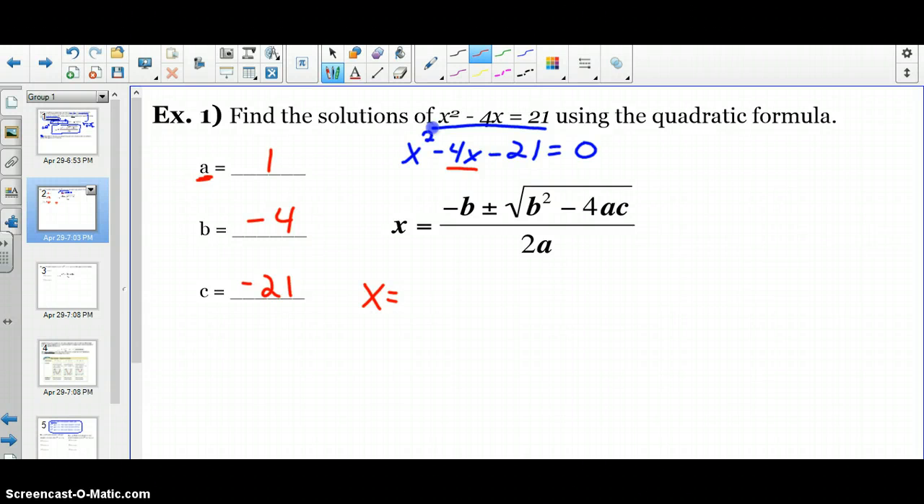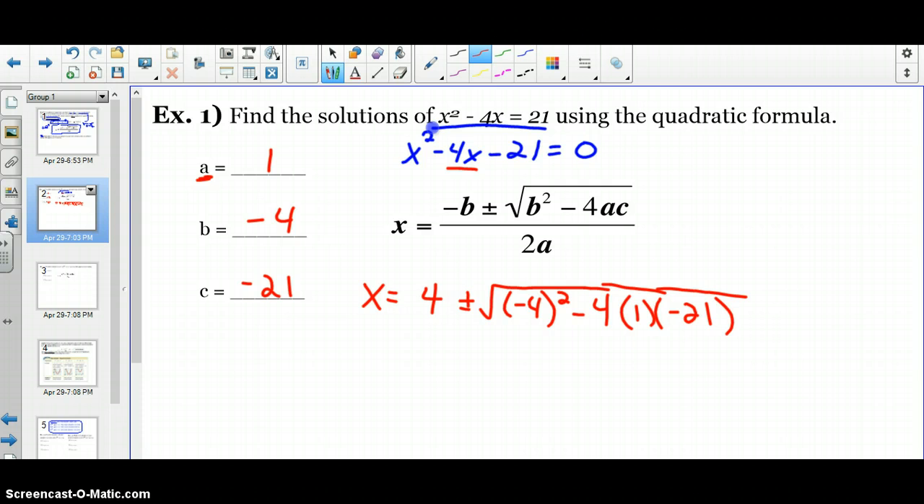So x equals, now we have negative b, but our b is negative 4, so that becomes a positive 4. Positive 4 plus or minus the square root of b squared, which is negative 4 squared, minus 4 times a, which is 1, times c, which is negative 21. Okay, so I know it might be a little overwhelming, but just write everything down and we'll clarify anything tomorrow. Then we're going to divide by 2 times a, which is 2 times 1.